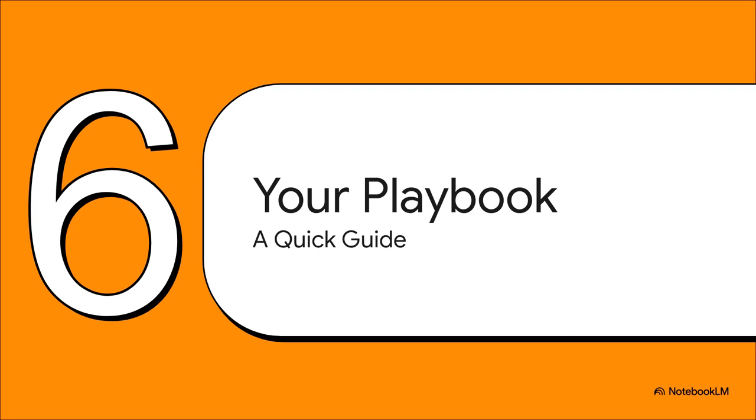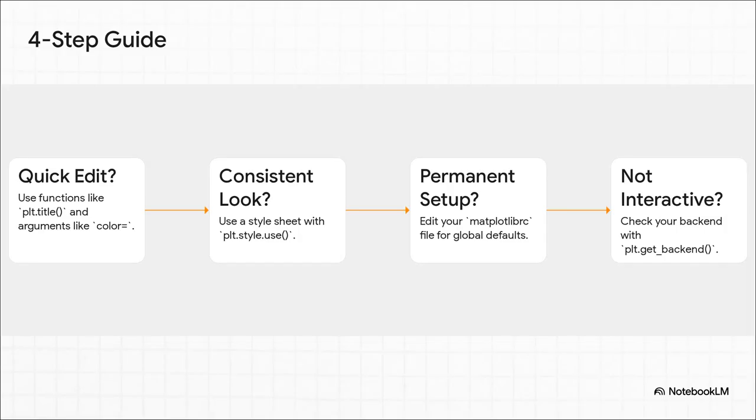Phew! We have covered a ton of ground here, from simple labels all the way to the inner workings of backends. So let's boil this all down into a simple, straightforward playbook you can use on your next project. Here is your 4-step guide. 1. Need a quick one-off change? Just use functions like plt.title. 2. Want a consistent look across a whole project or notebook? plt.style.use is your best friend.